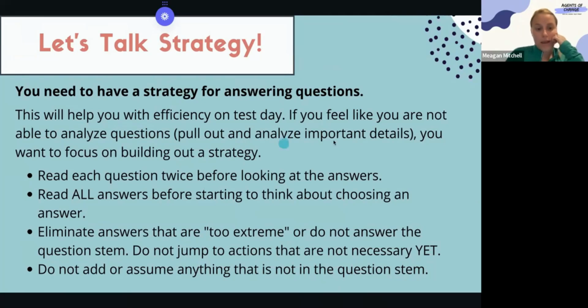Okay. And then this is really hard if you've been in the field for a while. You don't want to add any information into the question stem. The words are the words that they give you.